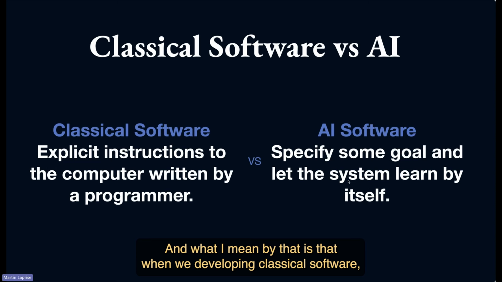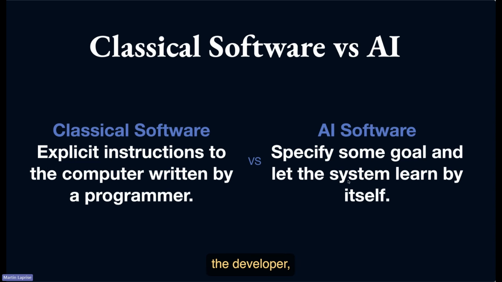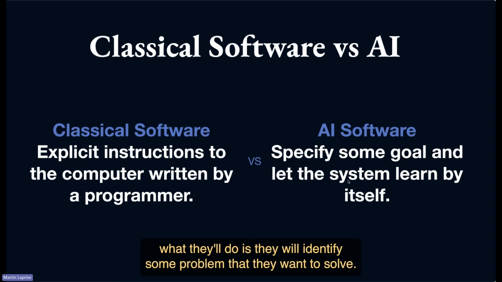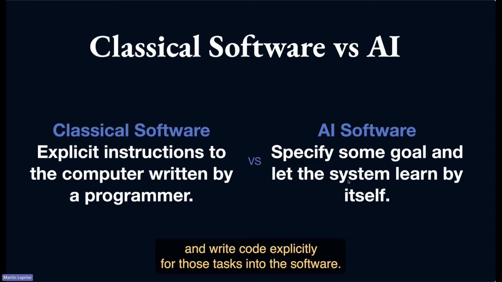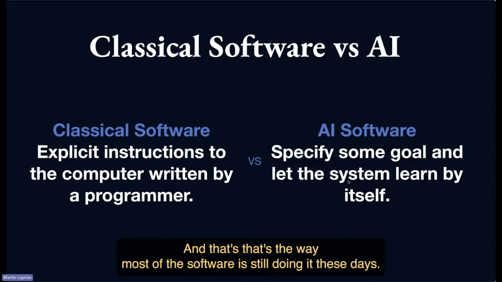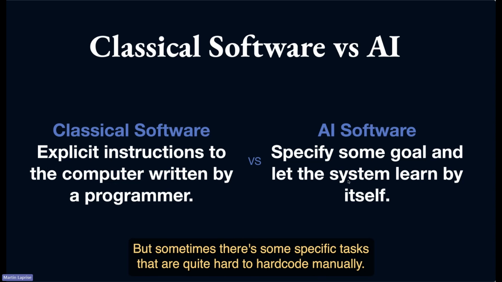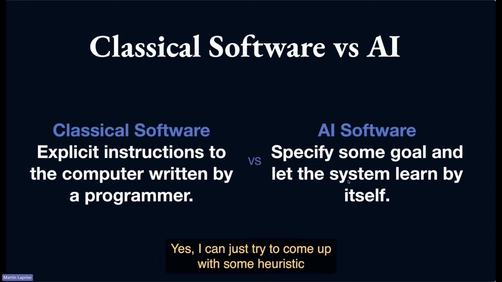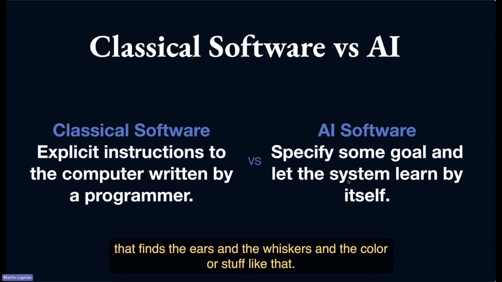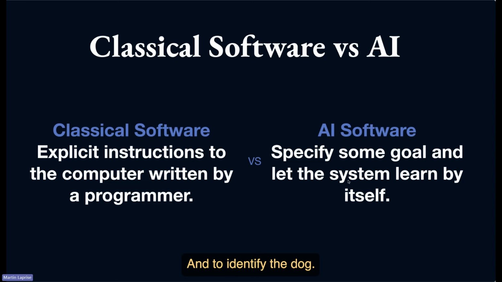And what I mean by that is that when we're developing classical software, the developer will identify some problem that they want to solve. They will break down those problems into subtasks, and they will explicitly code those tasks into the software. And that's the way most software is still done these days. And it works quite well, but sometimes there are specific tasks that are quite hard to hard code manually. So for example, if I want to detect if there is a cat or a dog in the images, I can just try to come up with some heuristic that finds the ears and the whiskers and the color, stuff like that, and to identify the dog. Or I can set up an AI model.